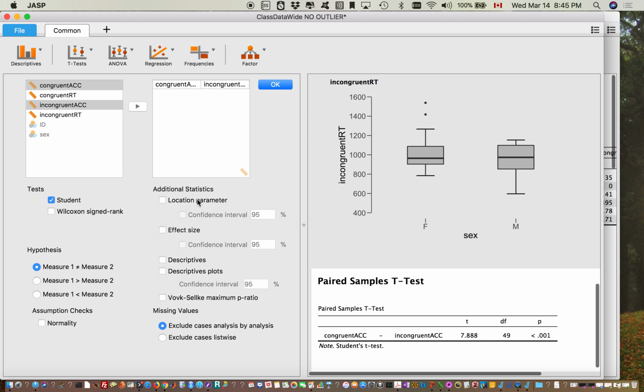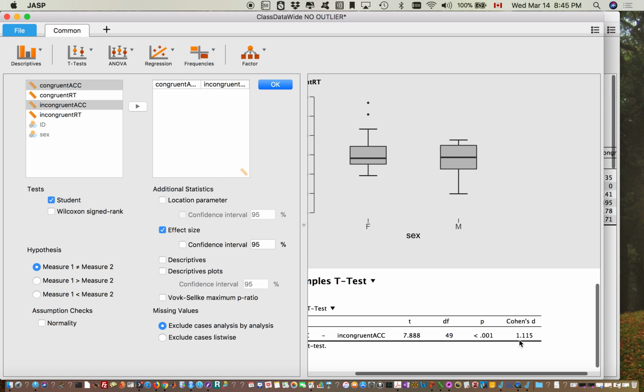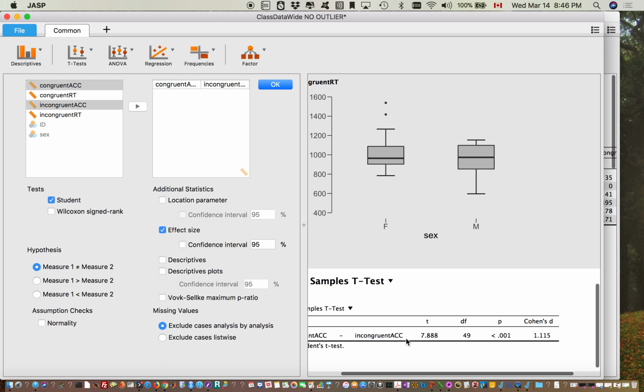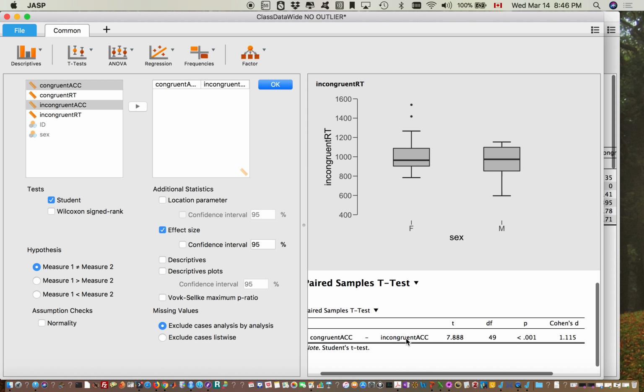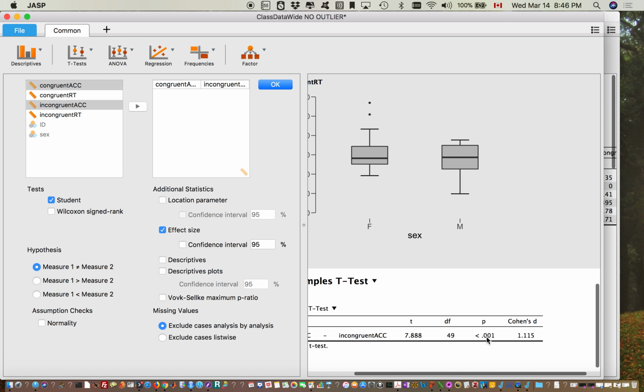What we can ask for is we can also ask for an effect size. Remember, this is in standard deviation units. The p-value is how likely it is to observe the difference that we've observed by chance alone if the null hypothesis is correct. And the null hypothesis would be that there is no difference between these two things here. There's no difference between the incongruent accuracy and the congruent accuracy, and clearly that is not the case.